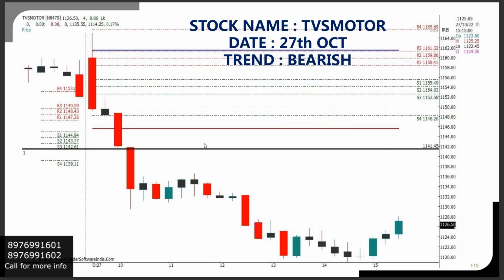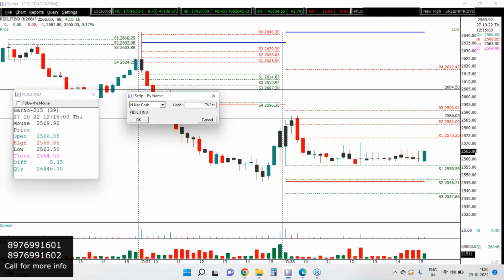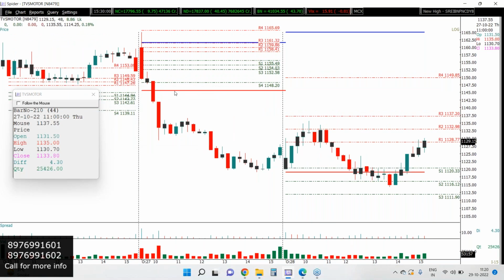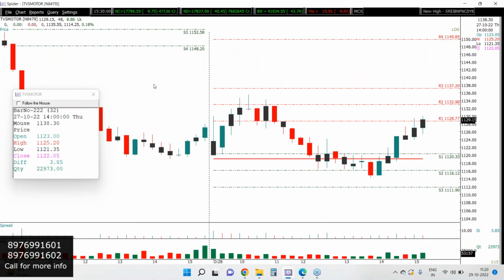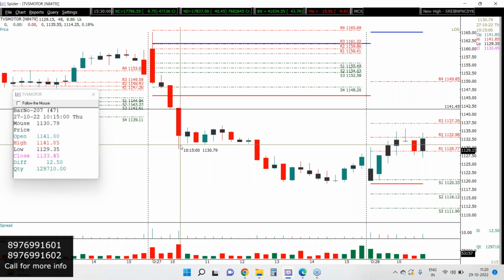Second is the TVS motor. So here I'm changing to TVS motor. Okay, so here you can see a candle is crossing both S4 and the previous low, so you can expect a good negative side move. You can enter on this candle's low, and you can see on the very next candle it crossed that level, and within that candle you got your target.